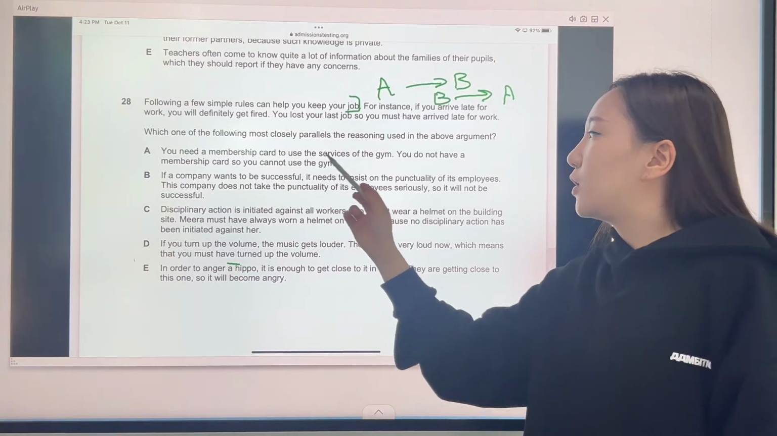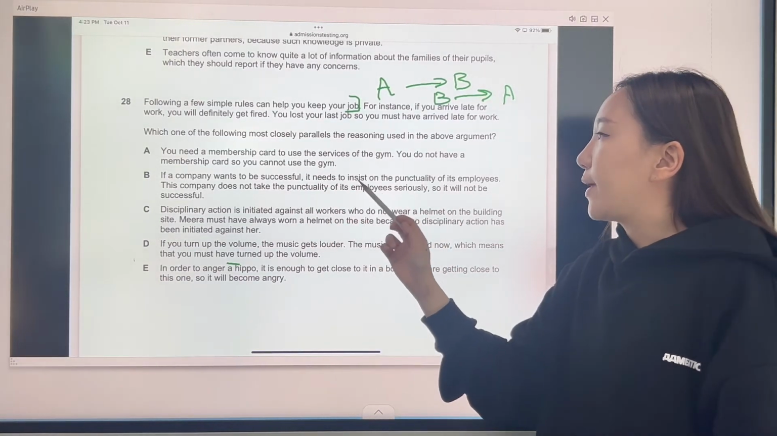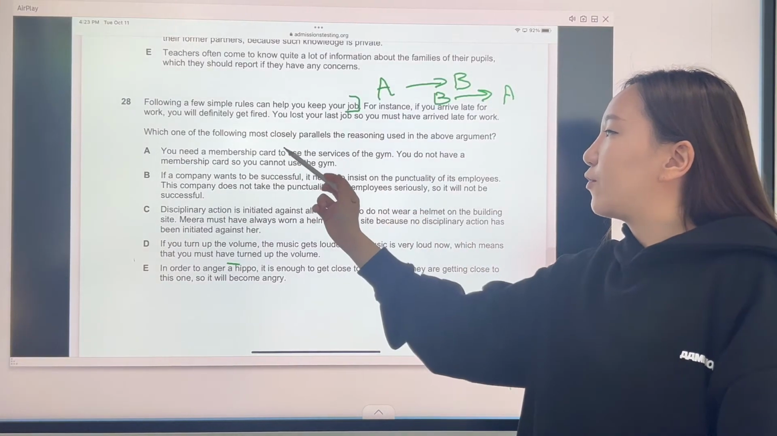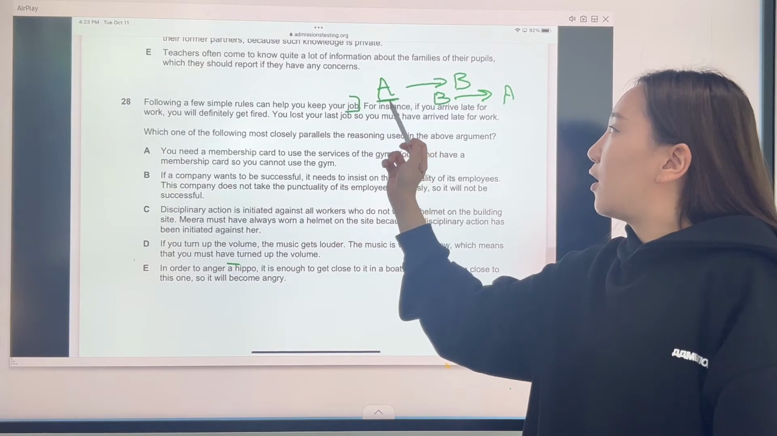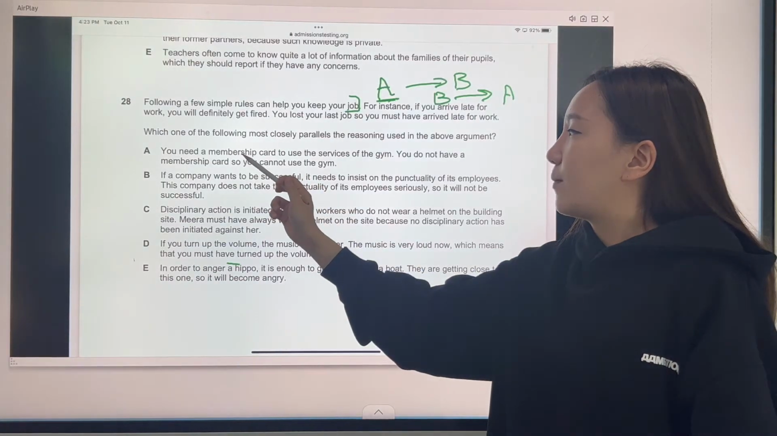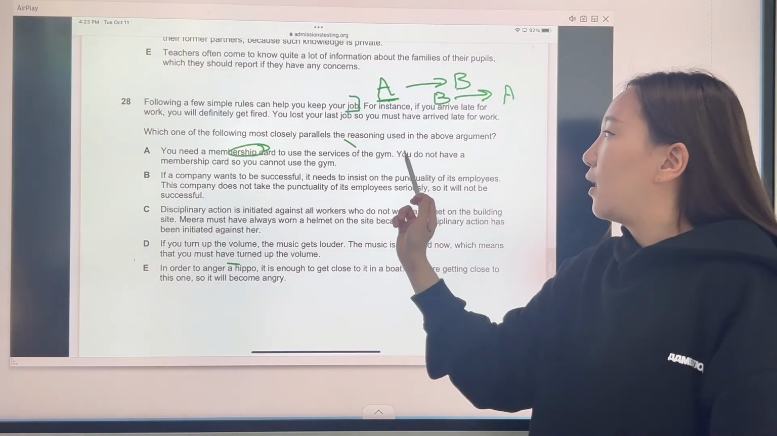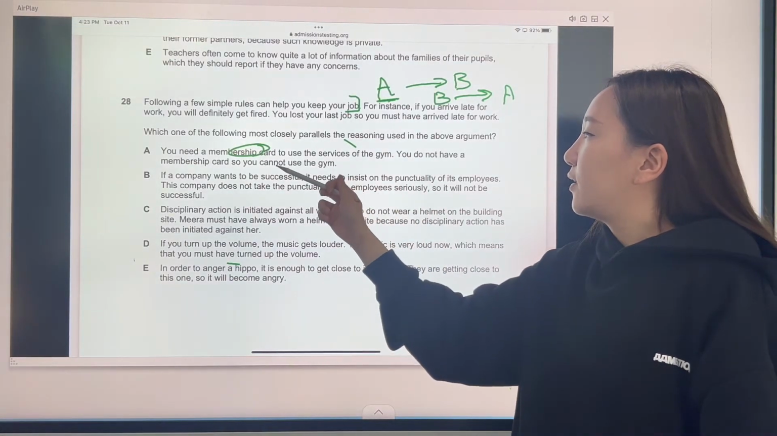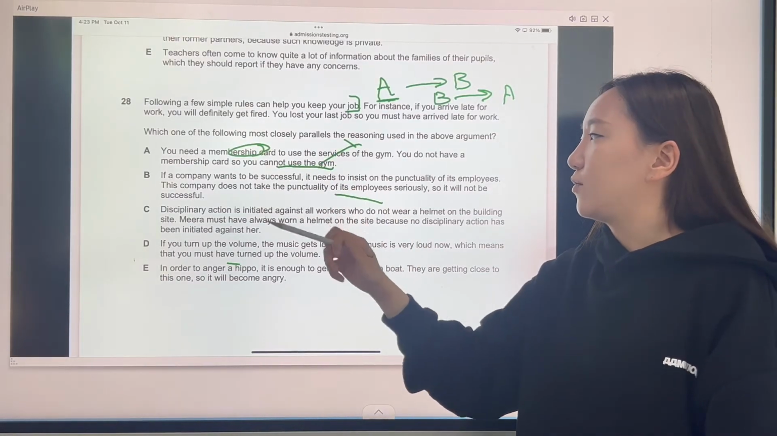You need a membership card to use the services. You don't have a membership card, so you can't use the gym. It's not quite the same thing. They're saying that because of A, B will definitely happen. This is not the same thing, because this is saying a card is required in order to use some services, but the fact of the matter is it should be: you can't use the gym, so you don't have a membership card or something. So it's the wrong order.